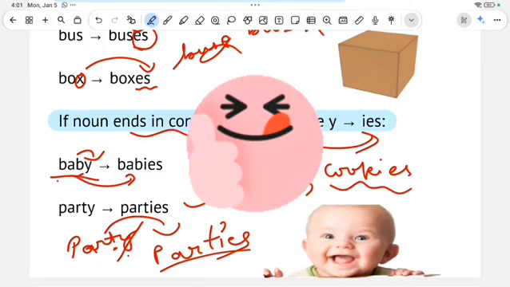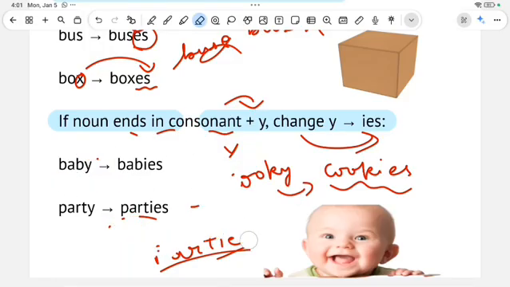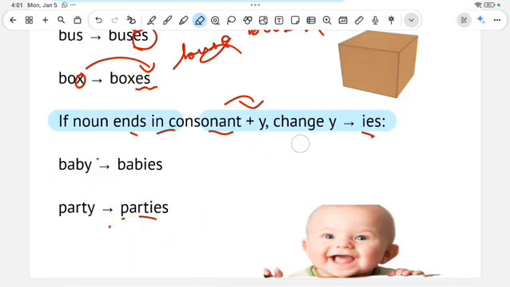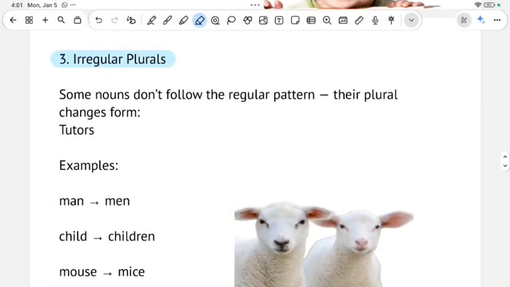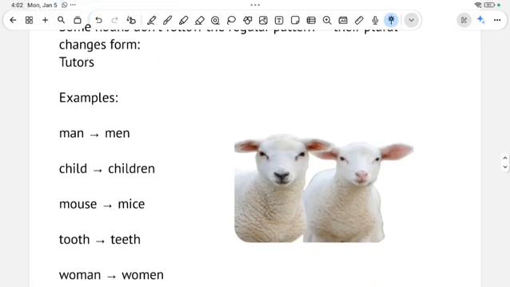Now let's talk about another rule as well, which will help you to speak extremely well in English, that is irregular plurals, which is also a very important concept. Some nouns don't follow the regular pattern; their plural changes form. Let me give you an example which will help you to understand it.